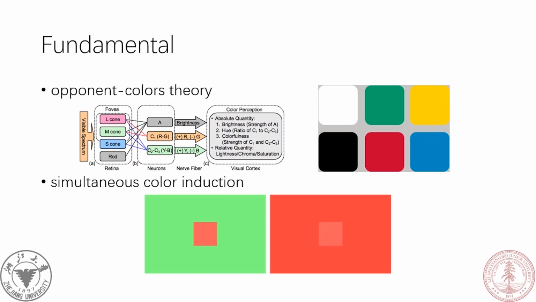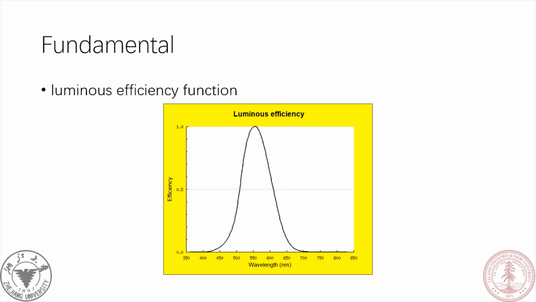To further increase the perceptual color contrast, our work utilizes one characteristic of the human visual system, that the color of one region induces the complementary color in the neighboring region, that is, the simultaneous color induction. We also exploit the luminous efficiency function to theoretically minimize the power consumption of laser beam scanning type OSTHMDs, requiring no hardware changes.